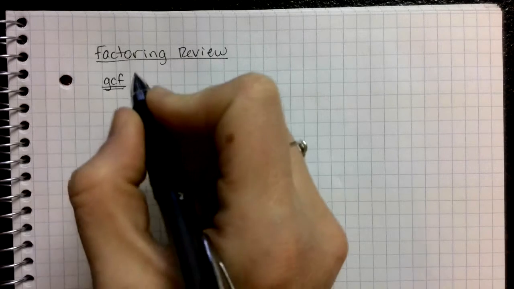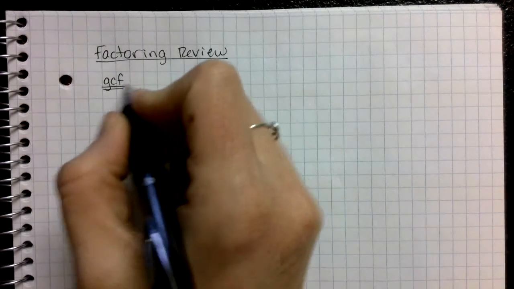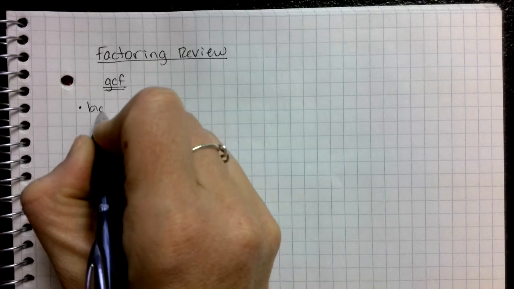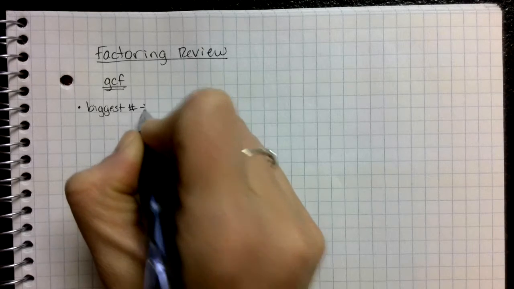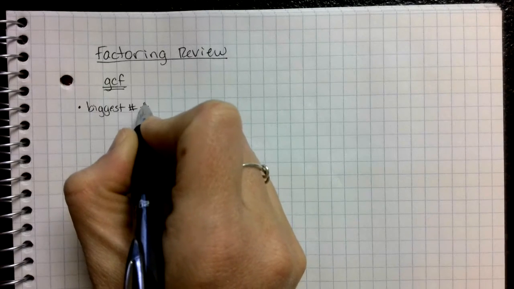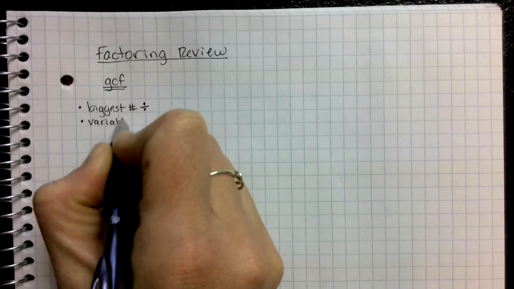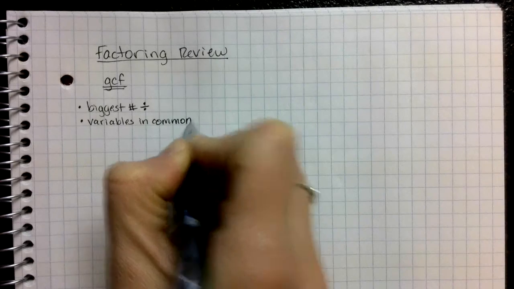So there's three main types that we can factor. Type 1 is by taking out a GCF, which is a greatest common factor. And if you remember, there's two things to think about when you're dealing with a GCF, and that is the biggest number that you can divide by and any variables that your two terms have in common.